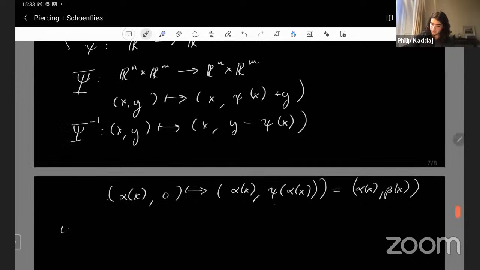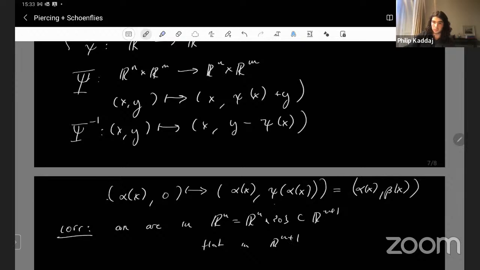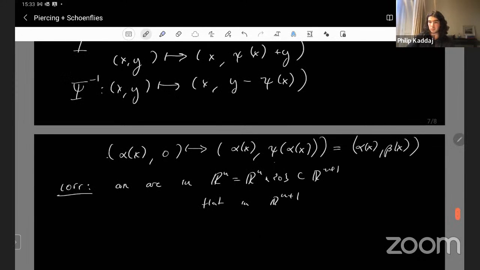So then we get the corollary: an arc in Rn is flat in Rn plus 1. And this proves what we wanted. Right, I guess I maybe have time to talk about the other stuff as well.